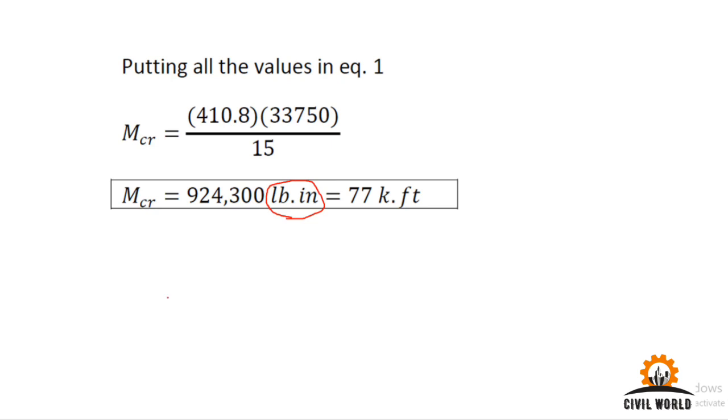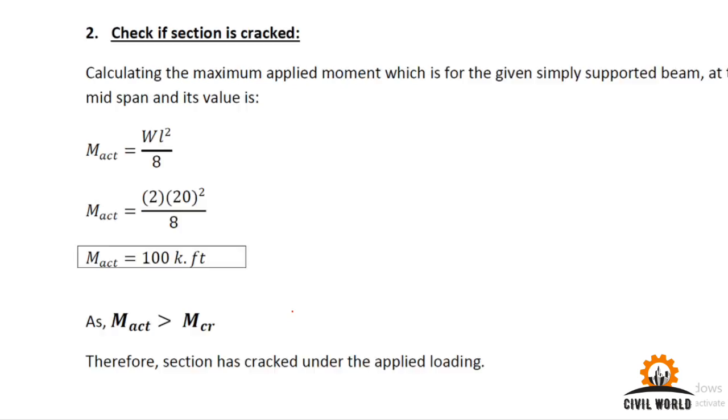So we already have an applied load, and our second requirement is to check whether the section has cracked under the applied load. For a simply supported beam, you know that the maximum moment is at the midspan, and you can easily calculate this maximum moment by using this equation, which is WL square by 8. So we have W of 2 kip per feet, L is 20 feet, which is given, and you can put in values in this equation to calculate the applied moment. So your applied moment is 100 kip feet.